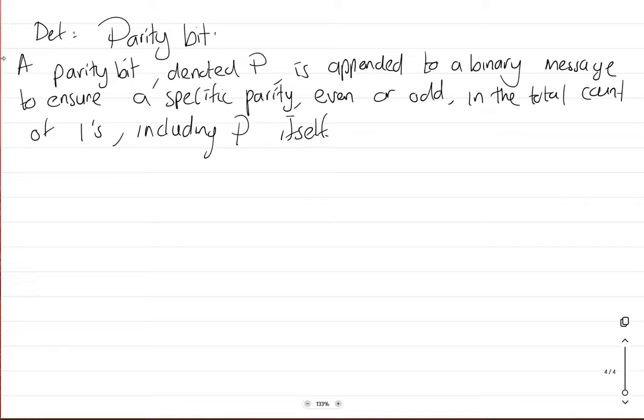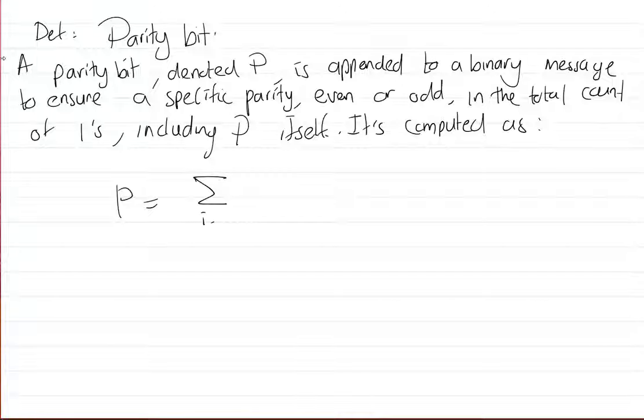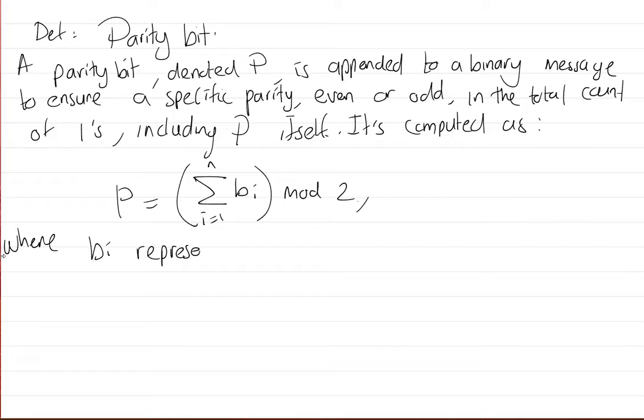Okay, so it's computed. So the parity bit is computed as P, which equals sigma from the first bit to the nth bit, counting up all of the ones, and then you modulo 2. Okay, where b_i represents each bit of the original message n.